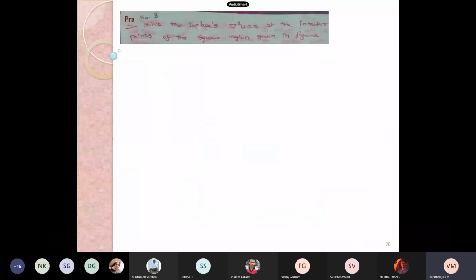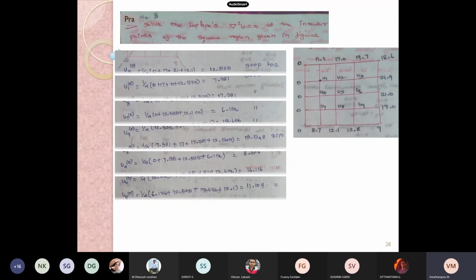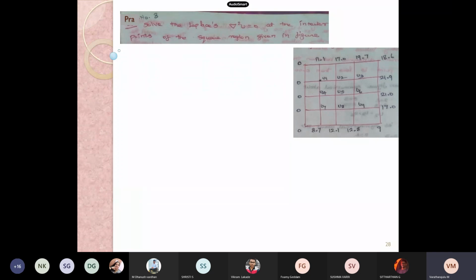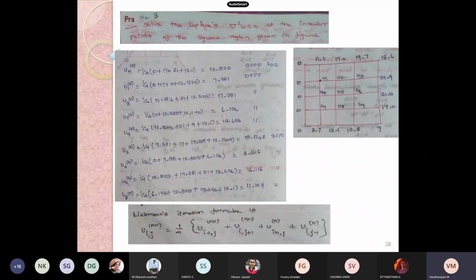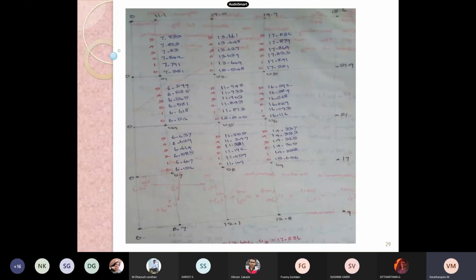Have you seen the answer for this particular problem? Has anyone solved it, and may I know the results? So U1 is 7.8. U1 is okay, 7.8. Okay, then whether your results are concurrent with these results.